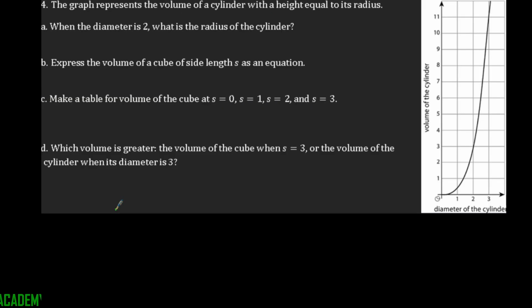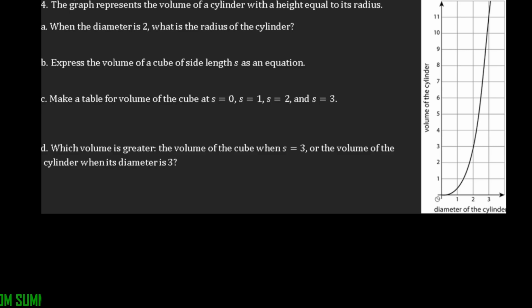All right, moving on to number 4. It says the graph represents the volume of a cylinder with a height equal to its radius. And it says for part A, if the diameter is 2, what is going to be the radius of the circle?